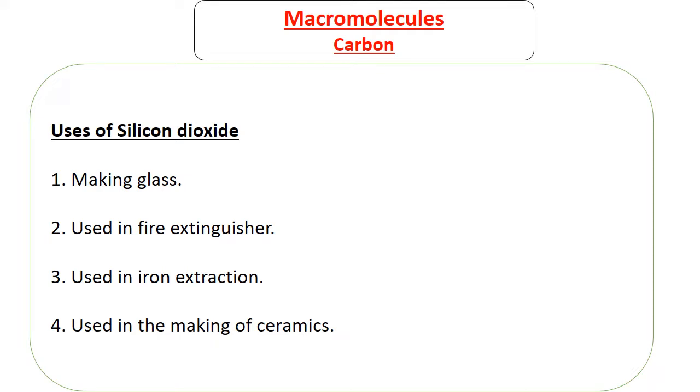It is used in the making of ceramics. You know, ceramics are made from sand, so that's where this is coming from. Silicon dioxide, which is sand, is used in making ceramics. So this marks the end of this topic, macromolecules. This has no formulas, no skills. It's all about just understanding macromolecules. Hope you have enjoyed. Happy solving.